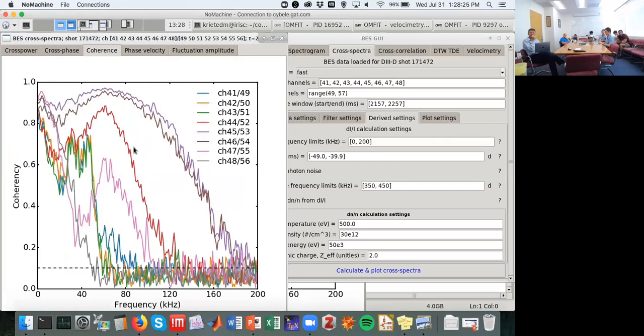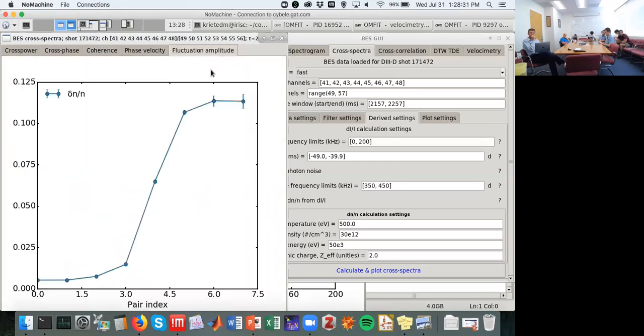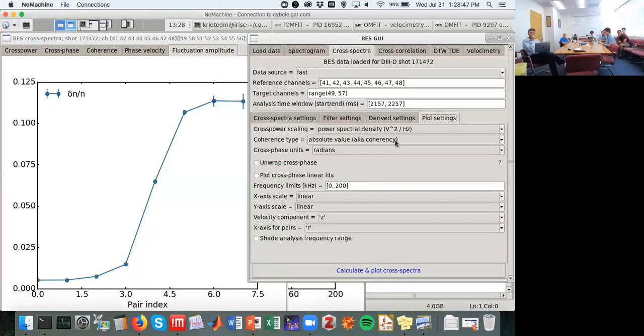And then as you move outward toward the separatrix and also inward toward the core, the turbulent spectrum becomes less broad. But the quantity you usually care about is this one, the fluctuation amplitude. So here you can see a plot of the normalized density fluctuation amplitudes across the whole array. Right now the x-axis is pair index. If you go to plot settings, there's a whole bunch of different settings you can tweak to make the plots how you like them.